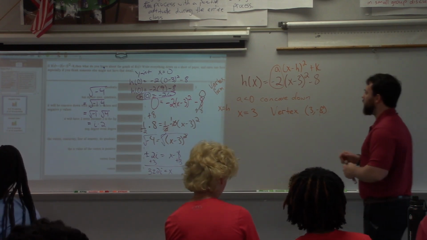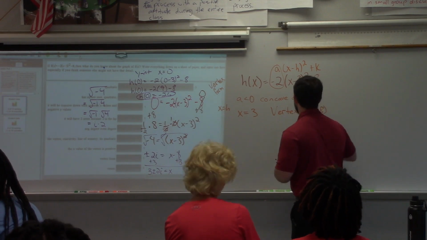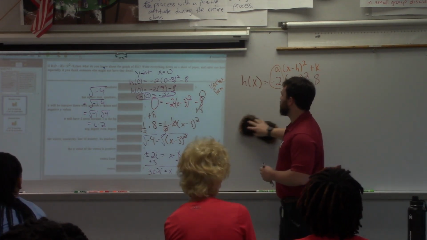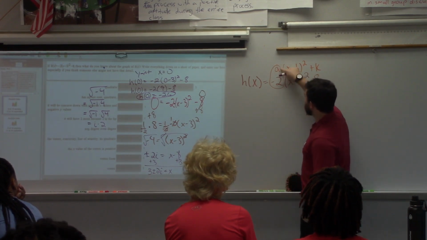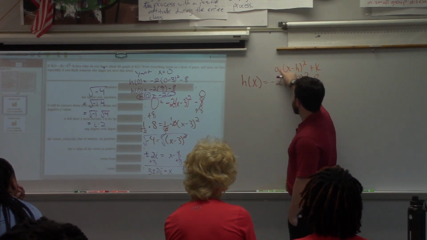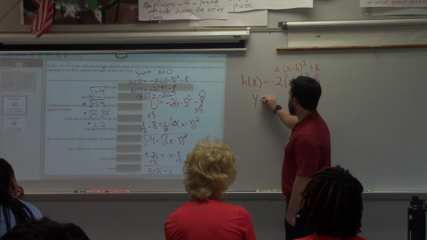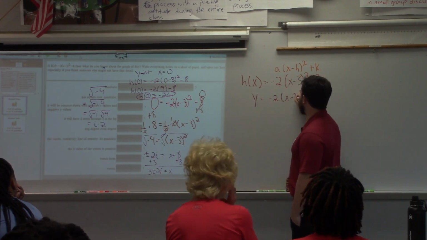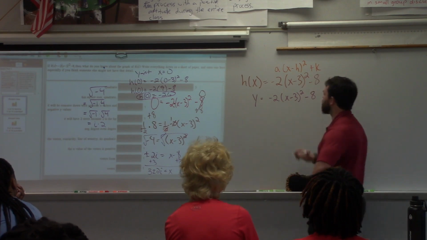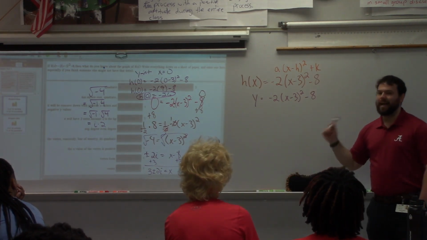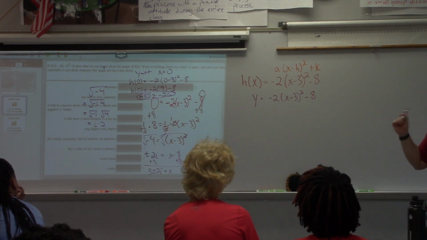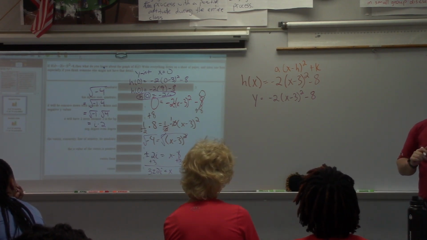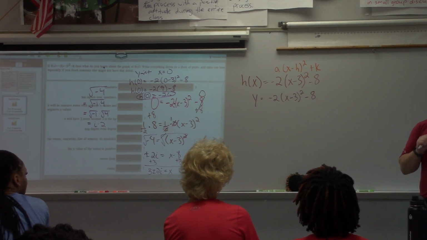Okay. Now, one of the major reasons why I wanted this bell ringer is because I also wanted to tie this into the inverse stuff we've been doing. If I have this function right here, that's the same as y equals -2 times (x minus 3) squared minus 8. If I were to ask you to find the inverse equation, what would you have to do? This is going to help you prepare for the understanding check we have today.